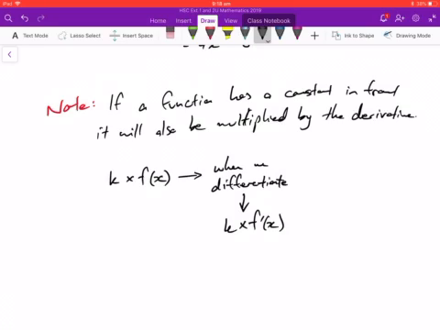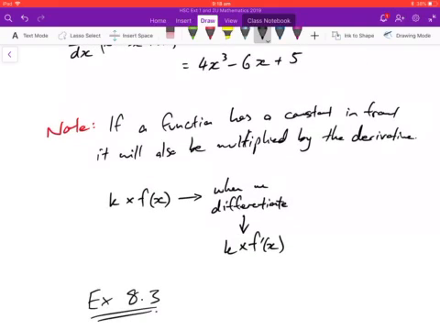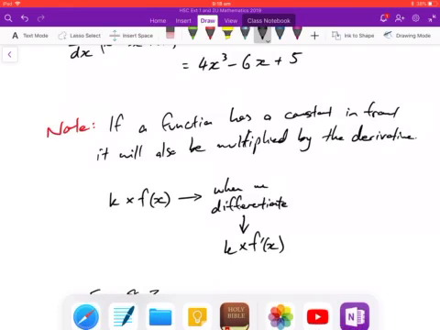Now, we are going to have a go at some exercises. So let's have a go at exercise 8.3. Now 8.2 we skipped for very purposeful reason. Exercise 8.3, and I really want to emphasize that when we find the derivative, it's the gradient function. It tells us the rate of change, the instantaneous rate of change at any point of x on that curve. Okay, have a go.